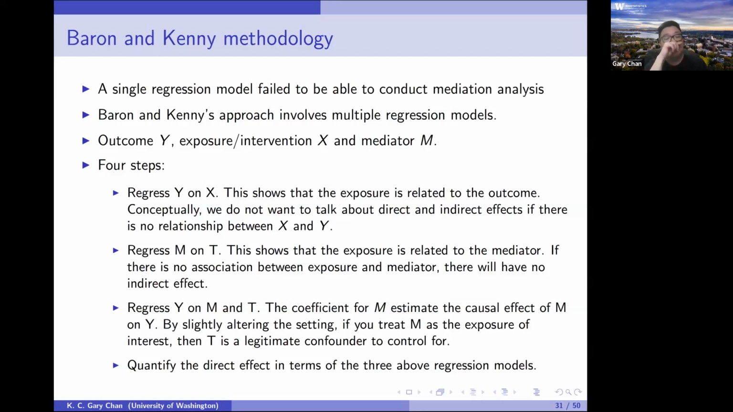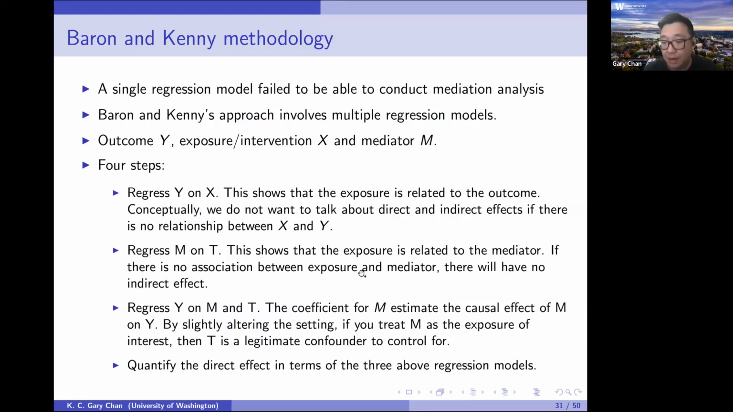So the next steps are actually the more important steps for the Baron and Kenny approach. The first is like two-stage least squares. The first stage is to regress the intermediate variable on X. There's a typo. This is not T, this is X. Sorry for the typos. So regress the mediator on the exposure. This shows that the exposure is related to the mediator, because if there is no association between exposure and mediator, there will be no indirect effects.